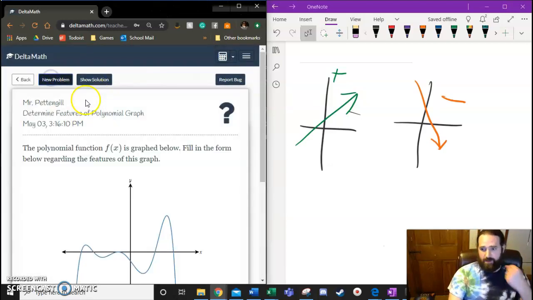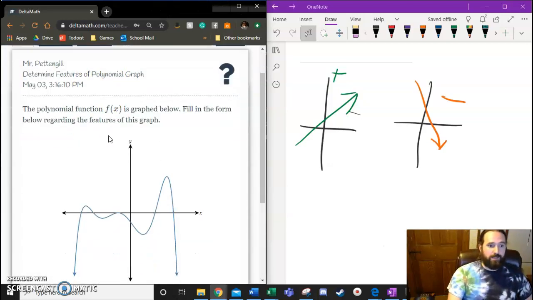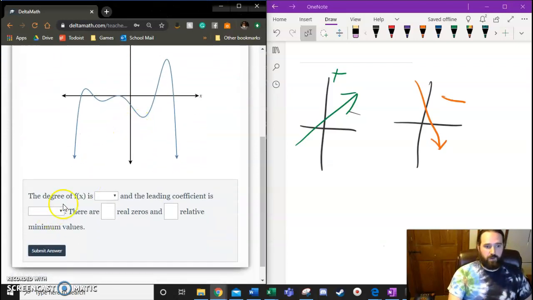So a new problem. Let's not mess this one up. Let's make this video look good. So polynomial. Below, fill in the form regarding the features of this graph. Okay. The degree is, remember, odd as it comes in one side, it leaves the other side. Which means even as it comes in one side, it leaves the same side. So this came in from the bottom, it left the bottom. It's even. The leading coefficient is, it's going down. Leading coefficient, as x increases in value, y decreases, is negative.